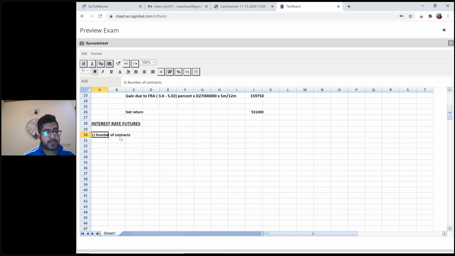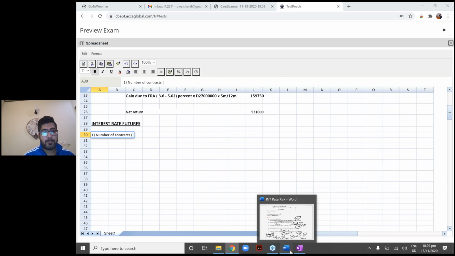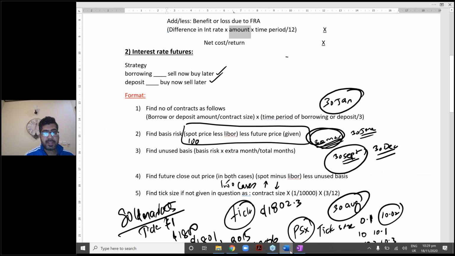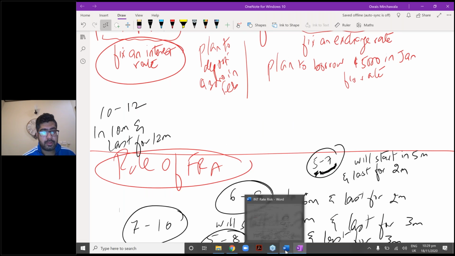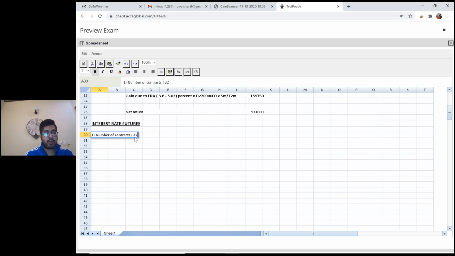Now, the number of contracts is found by taking, see the format, borrowed or deposit amount over contract size, into time period for borrowing or deposit, over 3. So it's basically the borrowed or deposit amount. The borrowed or deposit amount is dinar 27 million, over contract size. Go to the question.